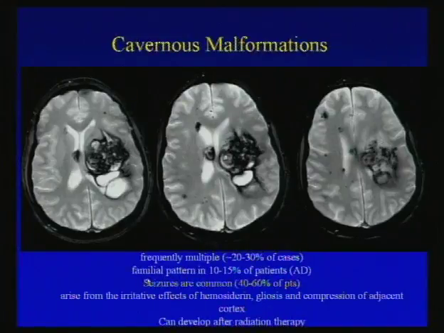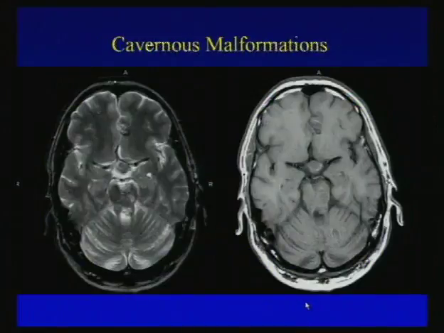Familial patterns have been reported in about 10 to 15% of patients, and this is autosomal dominant in transmission. And these seizures are thought to arise from the irritative effects of hemosiderin, gliosis, and compression of the adjacent cortex. It can also develop cavernous malformations after radiation therapy.